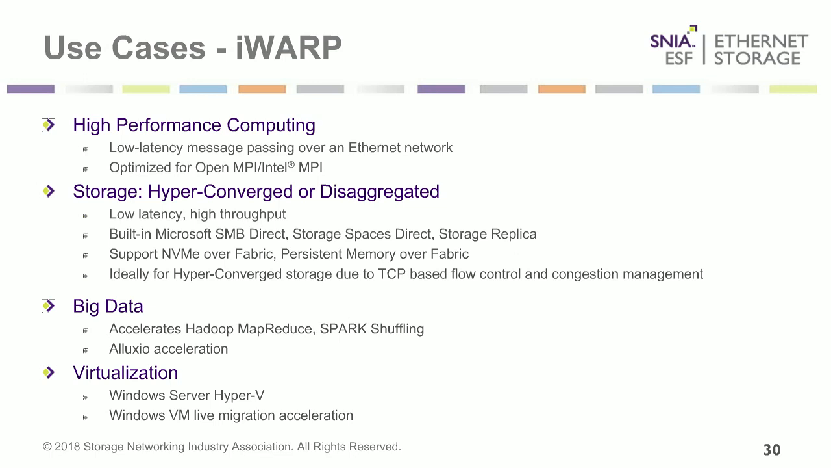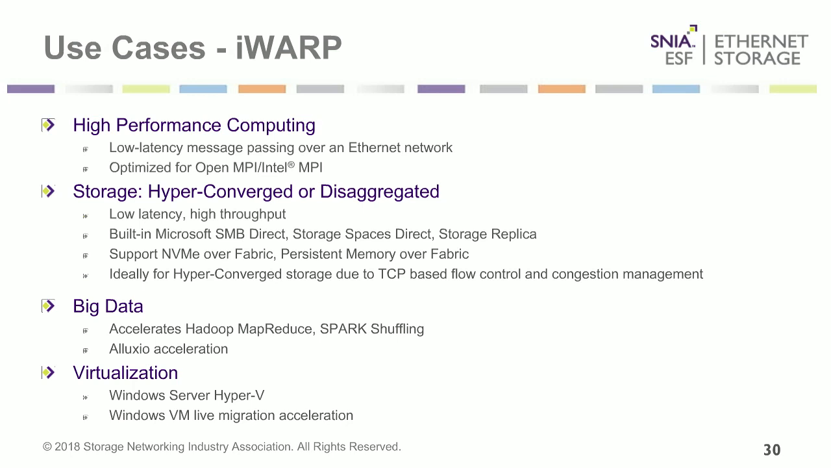iWARP has a lot of use cases here. If you look at the main categories, I want to put them into a few different buckets. High performance computing, iWARP can provide a fairly low latency message passing over an Ethernet network. It doesn't require a specific fabric to run the high performance computing. That's a huge benefit. Also, it's optimized for OpenMPI and Intel MPI, provide very good support for the app-level applications with those message passing interfaces.